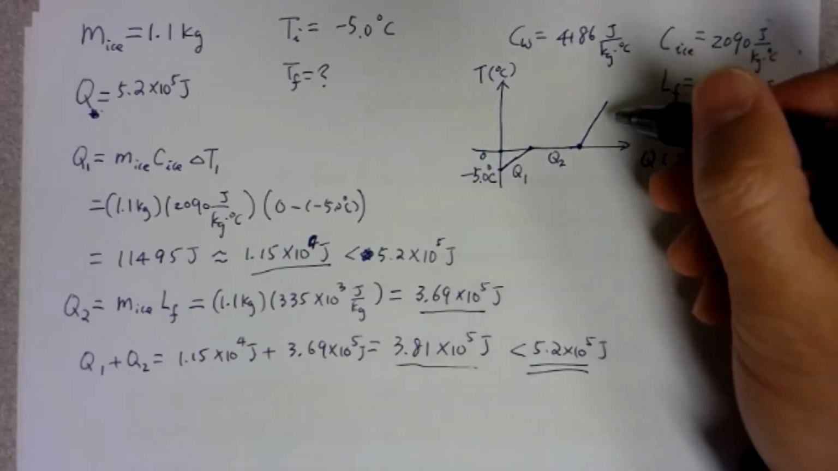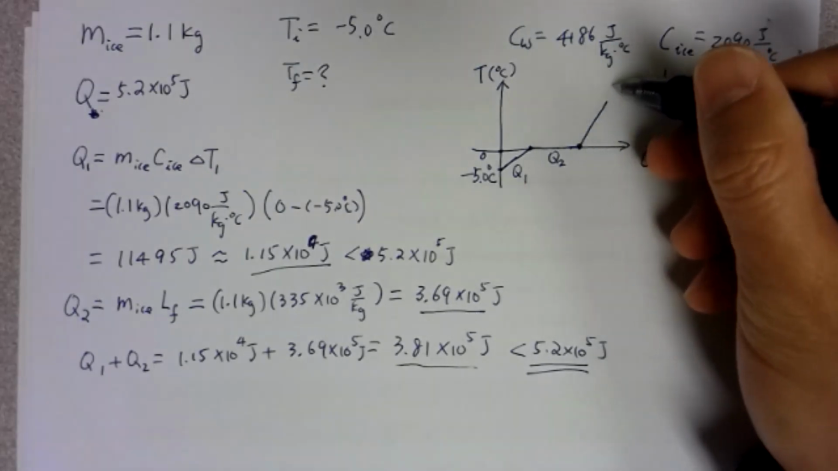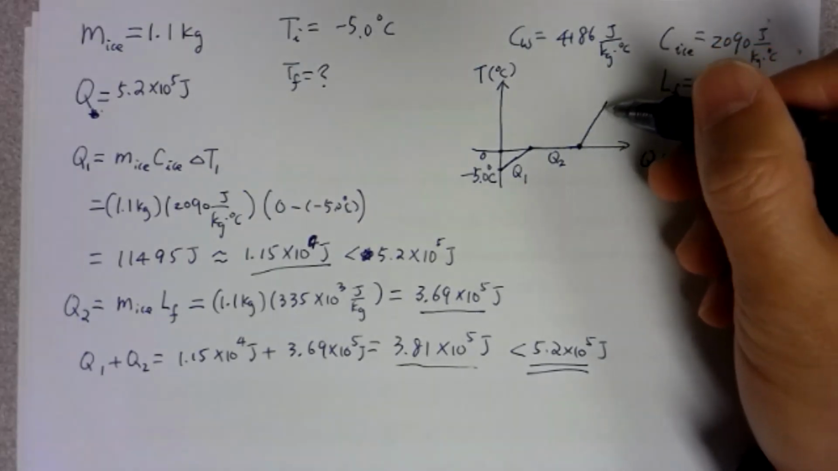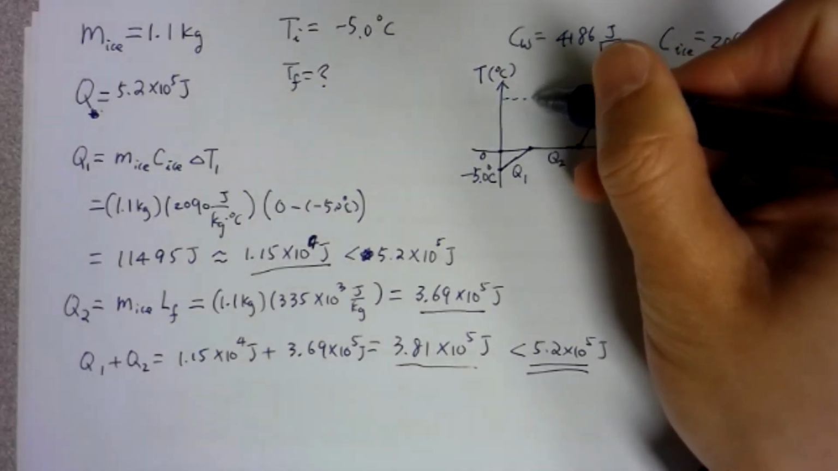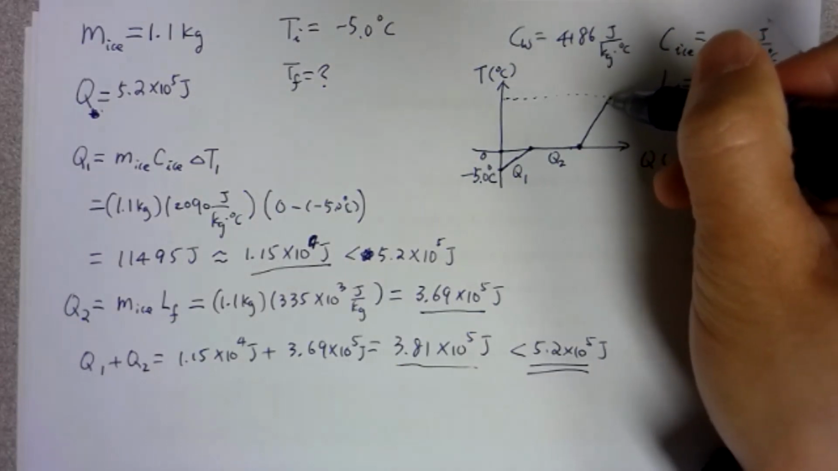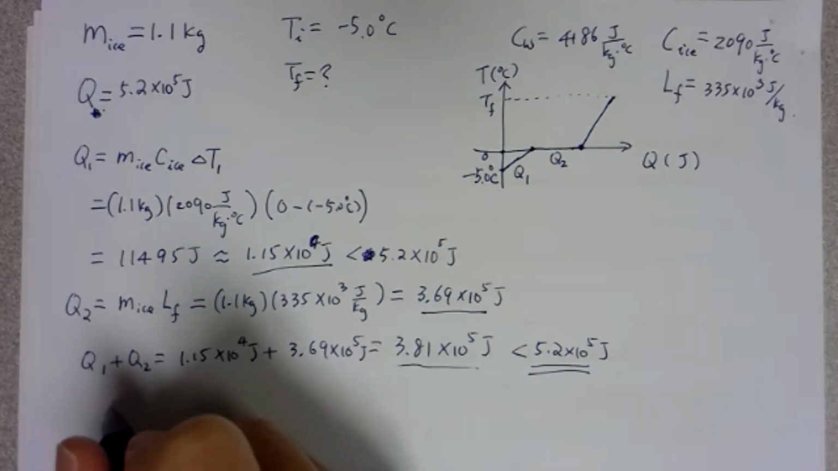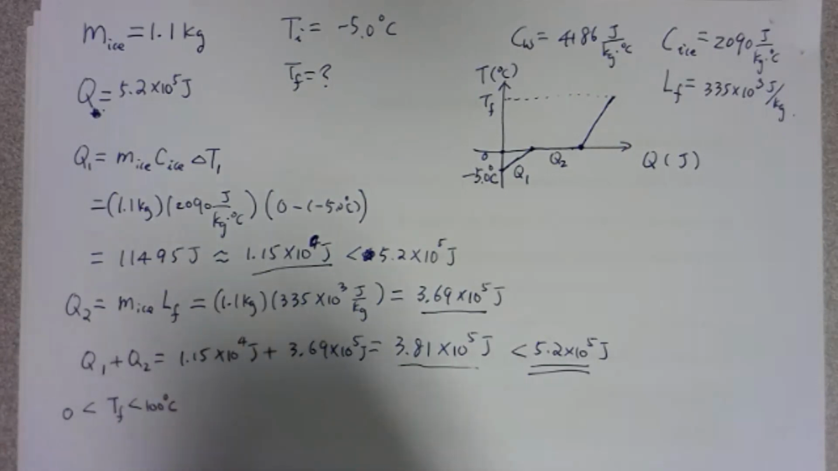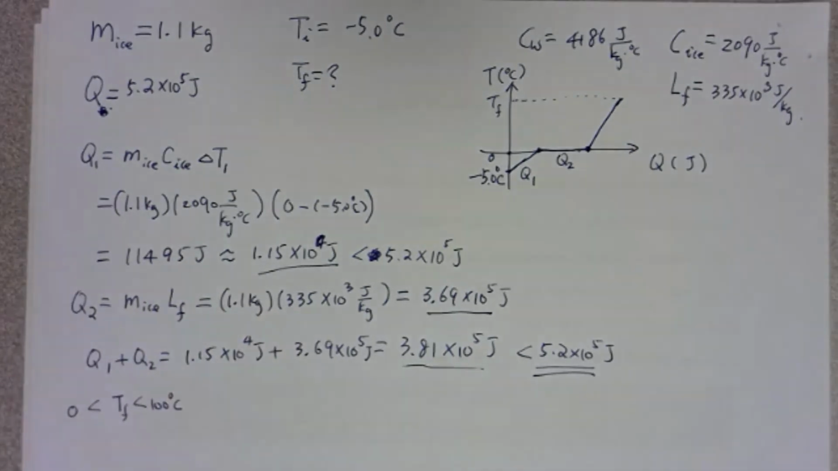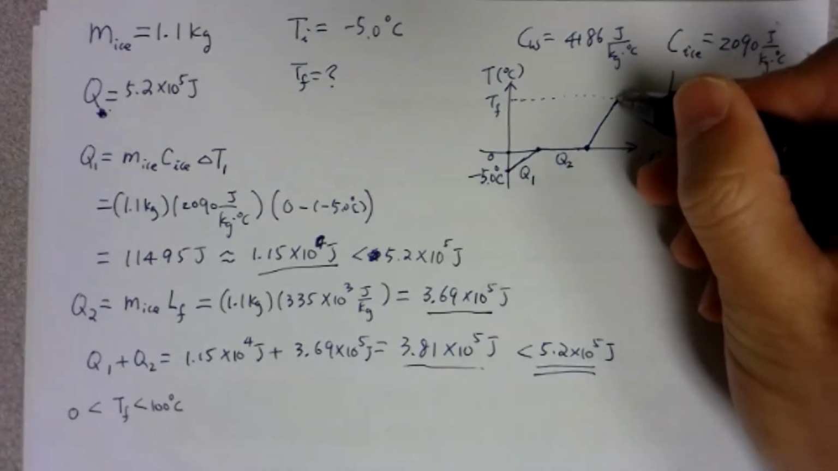So it's likely we are going to just end it somewhere here, because this doesn't look like it's going to reach 100 degrees. Okay, so we are just assuming this is the final temperature, somewhere here. This is the T final. And T final, according to this assumption, will be greater than 0, but less than 100 degrees Celsius, right? So we are going to see what the final temperature will be.